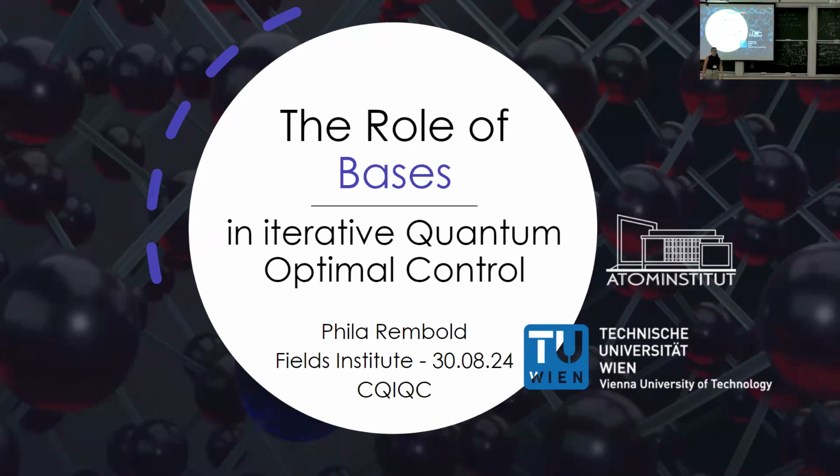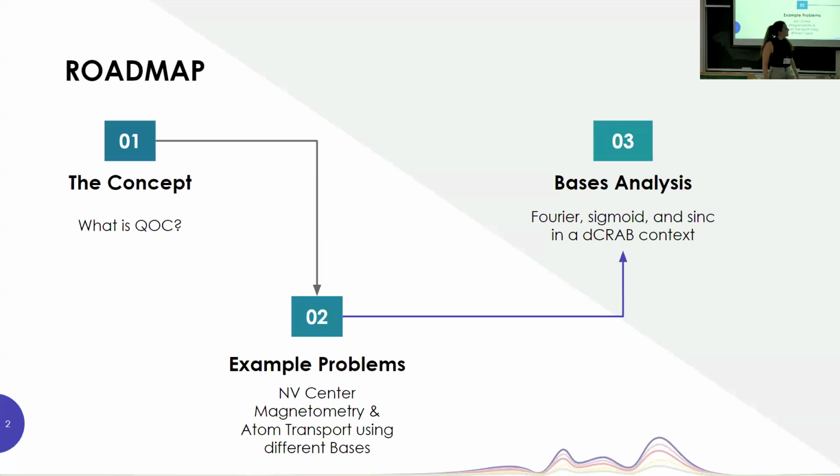Okay, so it's the second to last session, so I'm taking it in a chill tempo, and I'm going to give another introduction to quantum optimal control, because all good things are four, I guess. Today I'll be talking about the role of basis functions in quantum optimal control. To do so, I'll first give a bit of an introduction of what I mean by that before continuing on to some example problems, why you might want to care about that, and then I'll tell you what we found.